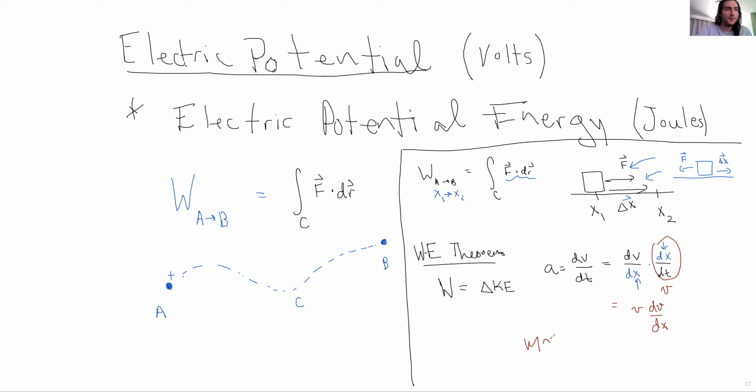So you have ma equals mv dv/dx. Sorry for the handwriting here. Okay, and then you slap dx on both sides, since we're doing this in one dimension.